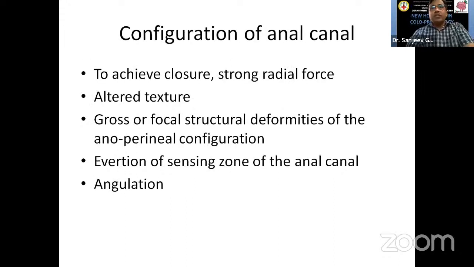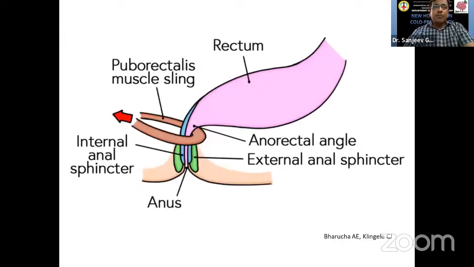Now this topic is very important, the configuration of the anal canal. Important components to it: one is the radial musculature, the internal sphincter as well as the external sphincter, which cause a radial force on the anal canal. If there is a distortion, deformity, or altered texture of this musculature, it will lead to incontinence. Furthermore, there is angulation between the rectum and the anal canal, which has already been described, and which is created by the puborectalis sling. And this part is important.